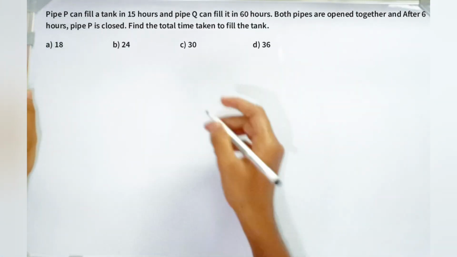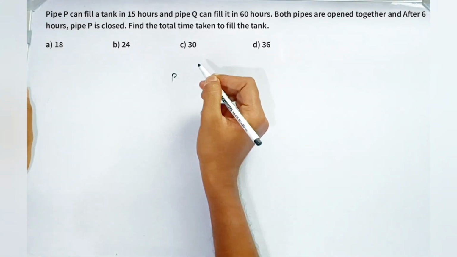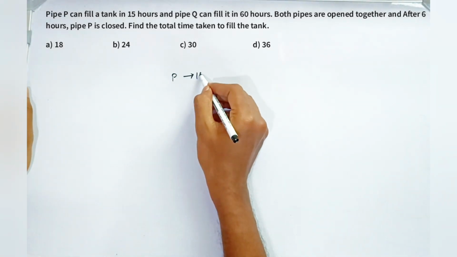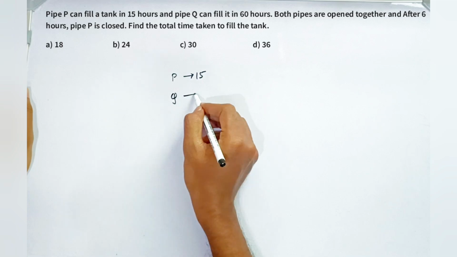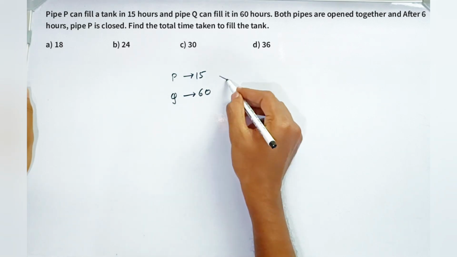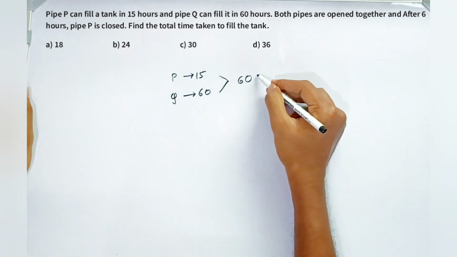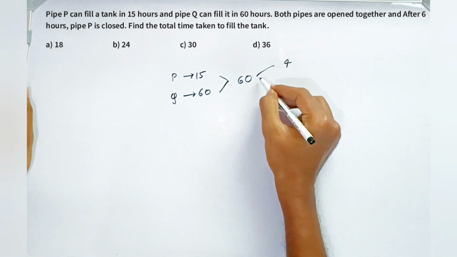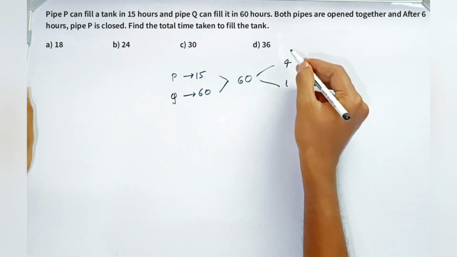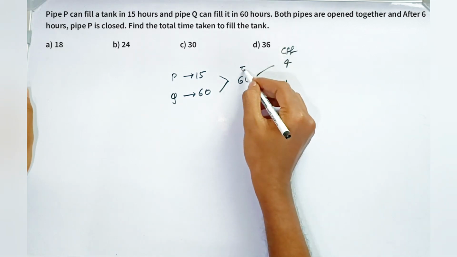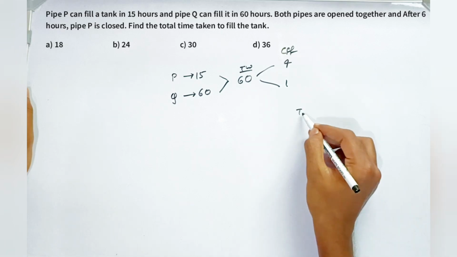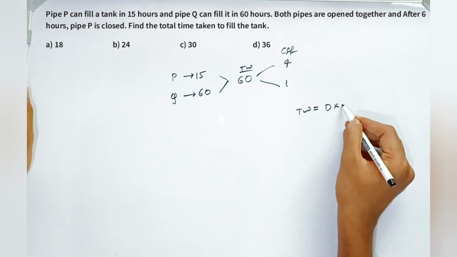Okay, going to the next question. It is given that there is a pipe P that can fill a tank in 15 hours. Okay, and then there is a pipe Q that can fill a tank in 60 hours. So I am immediately taking the LCM. LCM is 60. So 15 fours is 60, 60 ones is 60. So this is the efficiency, and this is the total work. And we know the formula: total work is equal to days into efficiency.